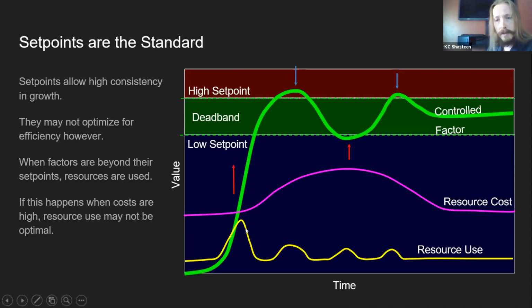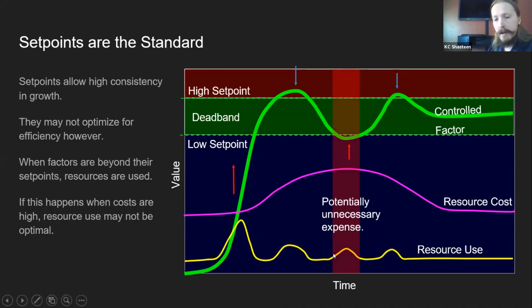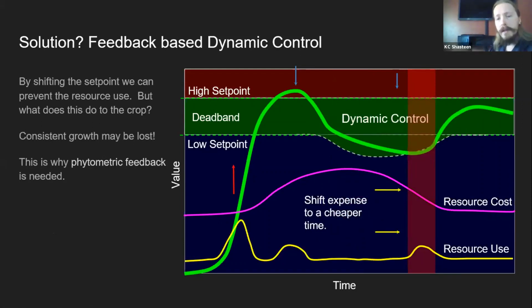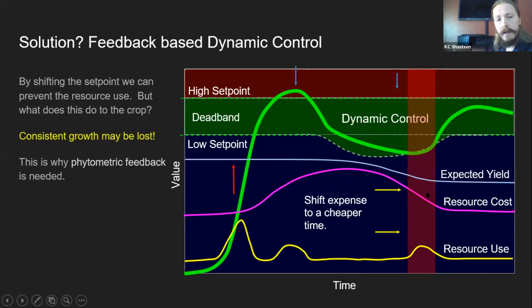But over the course of time, the cost of these resources might change. For example, the energy cost of lighting can have different values during different parts of the day, such as during peak hours, and those peak hours can be different. So these small adjustments in the set point can cause you to be using resources during times when the expenses are higher. To get around this problem, we can institute dynamic control instead of using set points. This allows us to shift our use of resources to times when they may not be as expensive. But the cost of doing this is we may disrupt the environment, which gives a consistent growth yield. So we may reduce our yield, or even increase our yield in certain scenarios.